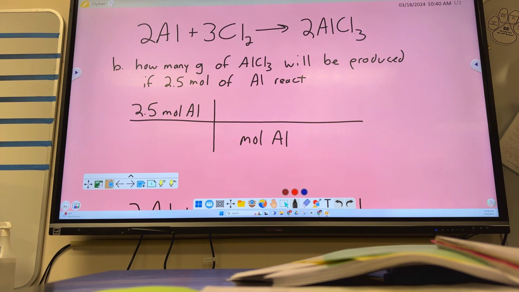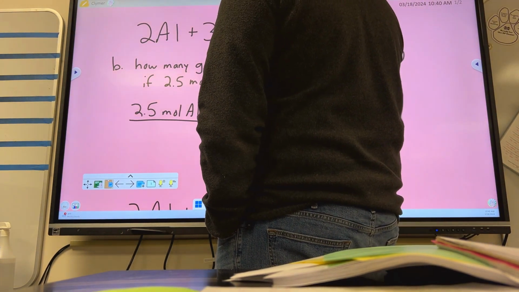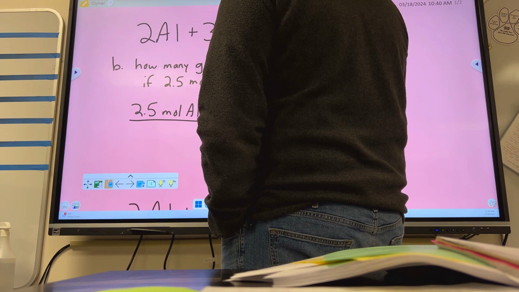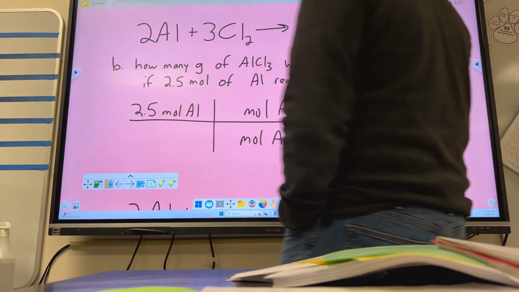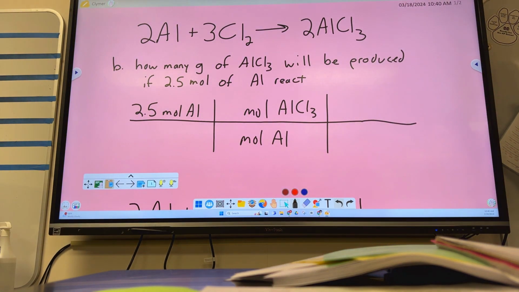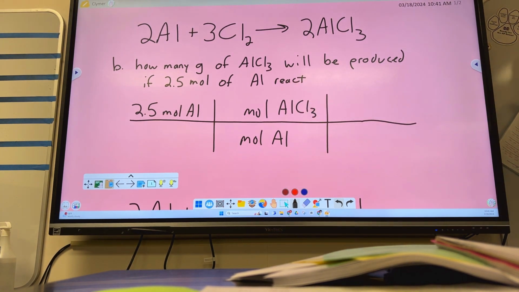Moles to moles of something else. This is our mole ratio step. This is where we want to switch substances in our T-chart, because we want to get to aluminum chloride. This is where we can use our mole ratio in an equation. We can do that in this step. And now what's our next step?